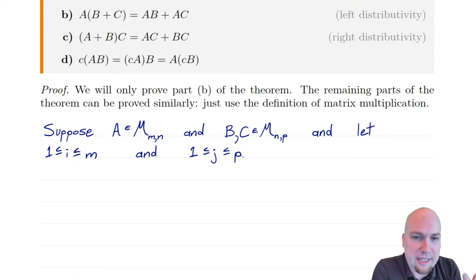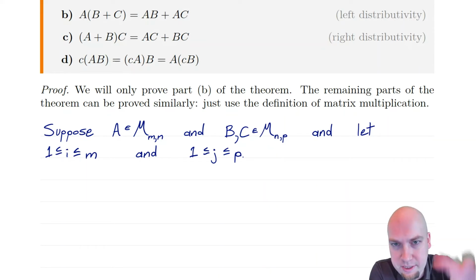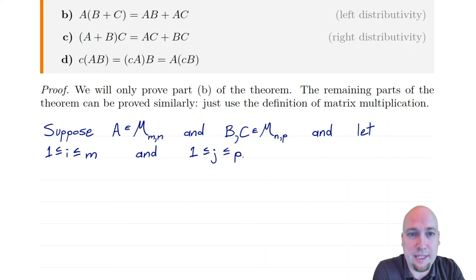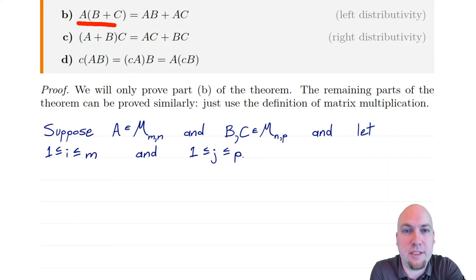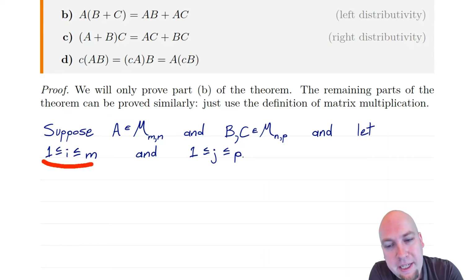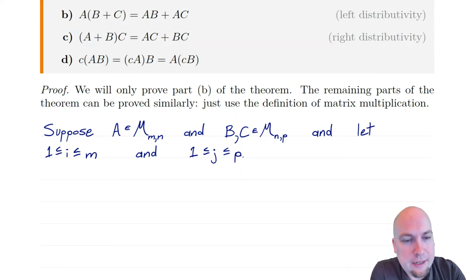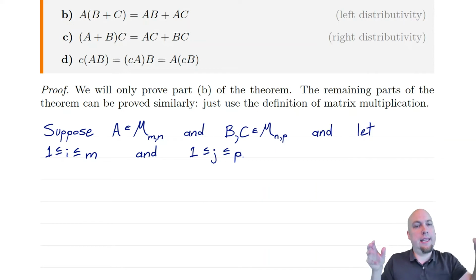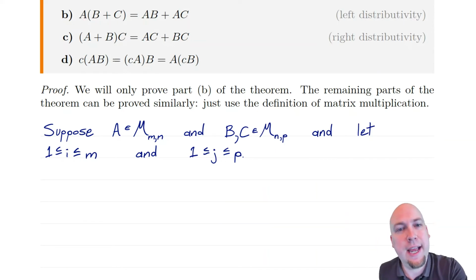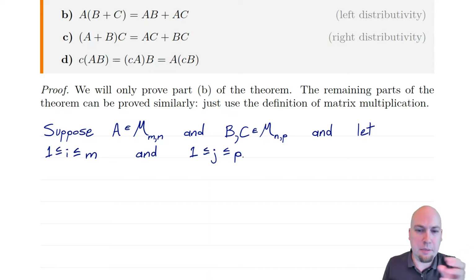Okay, so just to give us some concrete notation to use throughout the proof, I'm going to give sizes to these matrices, because that's not specified in the statement of the theorem itself. So I'm going to suppose A is m by n, and then B and C are both going to have to be n by p for these matrix multiplications to make sense in the first place, right? We need the n here and the n here to match up. All right, and then let i be some index of a row, and let j be some index of a column. So I'm going to look at the ij entry of this matrix and show that those are the same, no matter what i is and no matter what j is.